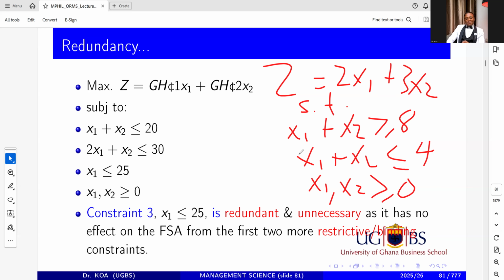Emily, explain why it's infeasible. Because one of the constraints is saying it is greater than 8, and another is saying it is less than 4. So the two are not going to meet. They will never meet. Infeasibility is an issue. All right. So guys, that brings us to the end of irregular types of linear programming.